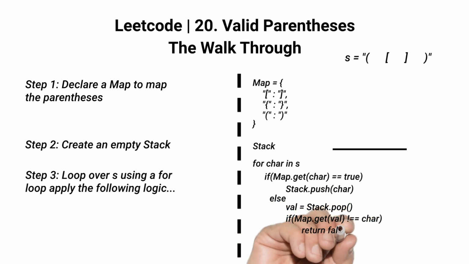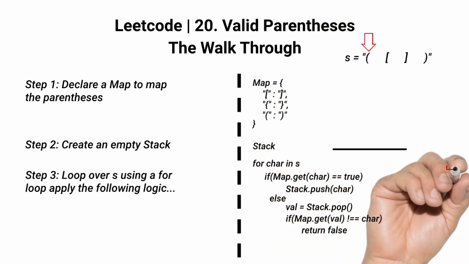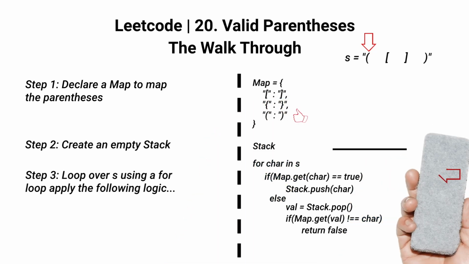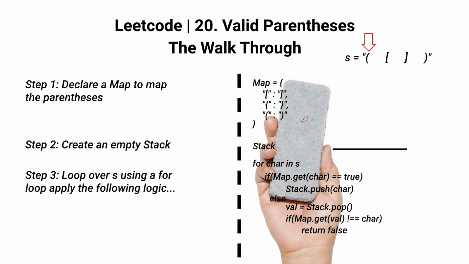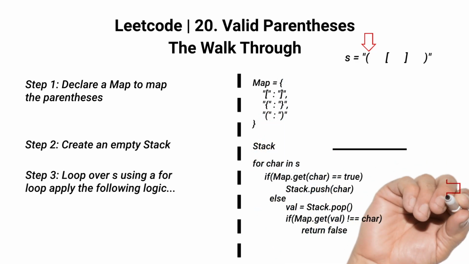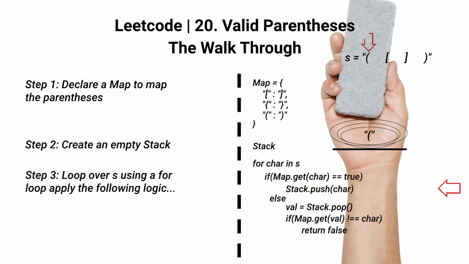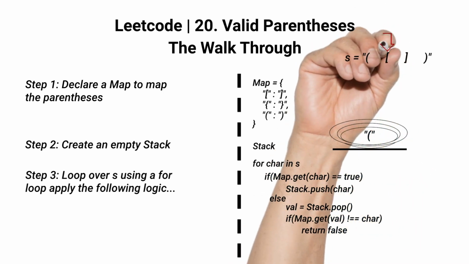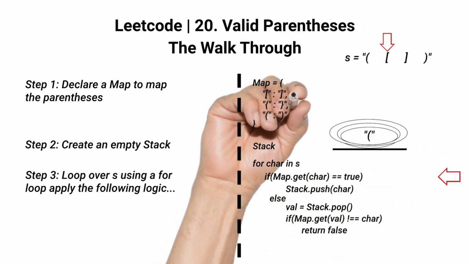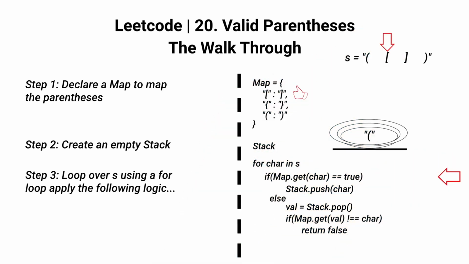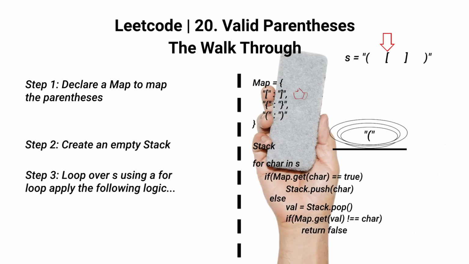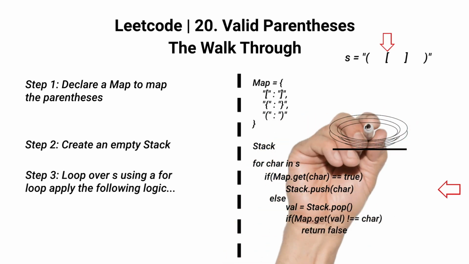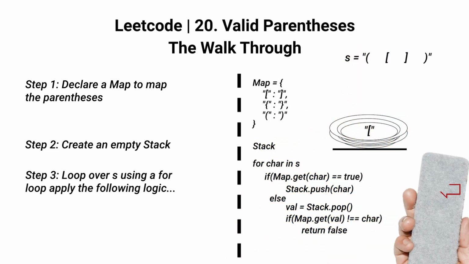So we go to the first character, which is an opening bracket, and we check if it's a key in the map, which yes it is. So we want to push that character onto the stack. You can see it here. Then we update the pointer and go to the next character in the string. We check if that's a key in the map, which yes it is. We then want to push that onto the stack. Then we go to the next character in the string.